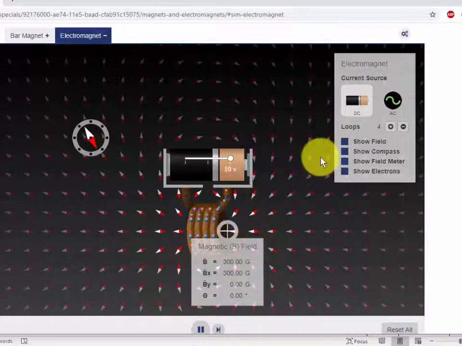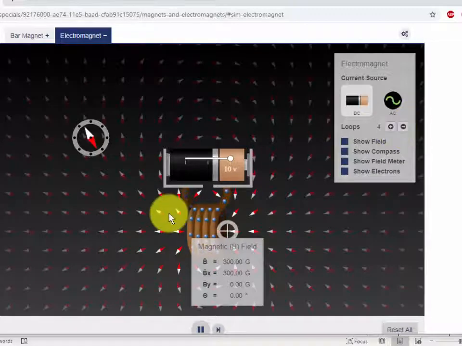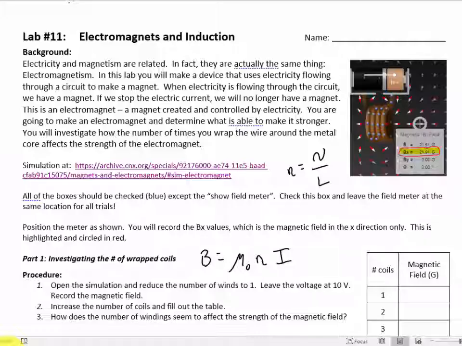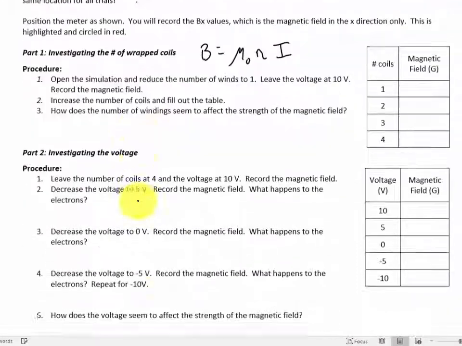What we can do is mess around with the number of loops, these right here, and we can mess around with the voltage of this. Messing around with the voltage is going to be analogous to the current, and I'm just going to have you mess around with those and see how the magnetic field is affected by those two parameters.